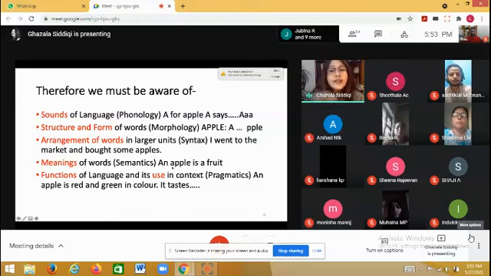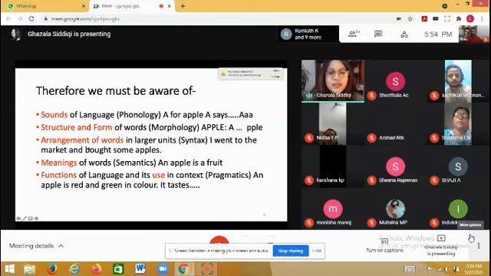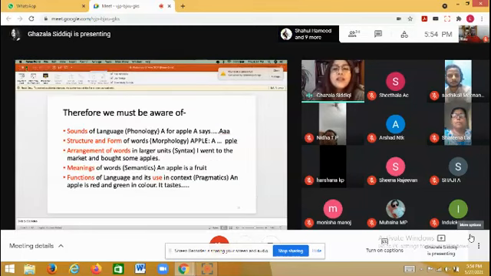Structure and form, how they should write. An apple begins with an A, and A has a slanting line this way, and then two slanting lines and one sleeping line. So the form of words, then arrangement of words, how to use that word in a sentence. So this is how you begin. Meanings of words. What is an apple? An apple is a fruit. Functions, using it in different contexts. An apple is red in color, it is green. So it's important that you teach a child what the context is.